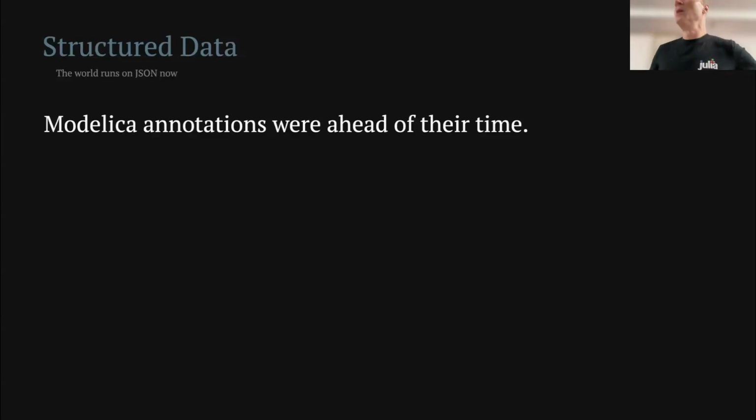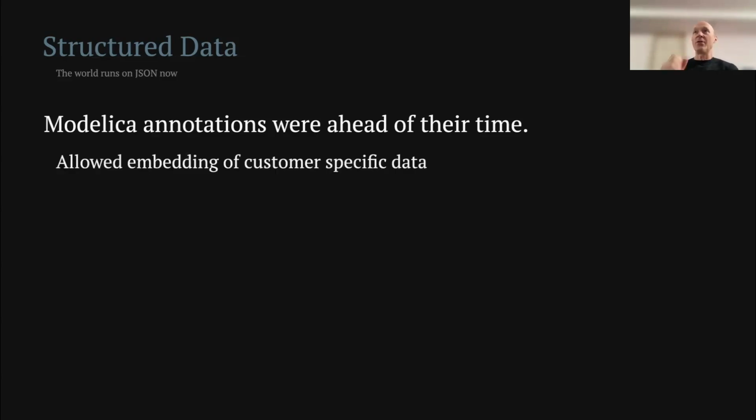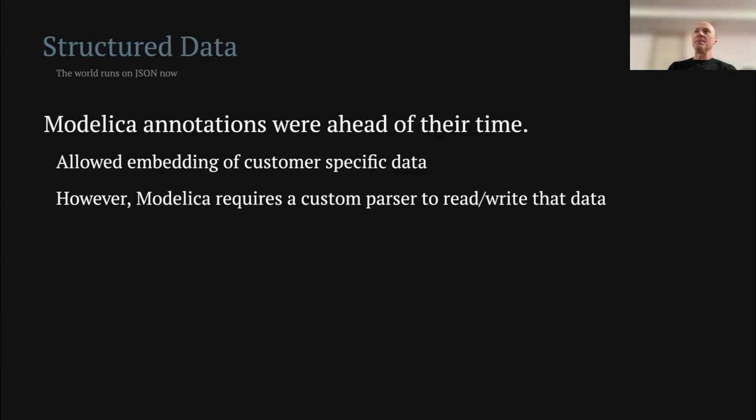Another thing to talk about is structured data. In Modelica, you have annotations. And I think the idea of using annotations was quite ahead of its time. Obviously, it's used for the graphics in Modelica, and it's used for the documentation and a little bit for experimentation. But it could be used for a lot of things. It allows embedding, for example, customer-specific data right in the models, so that you can associate that directly with your models. Part numbers or experimental setups or whatever.